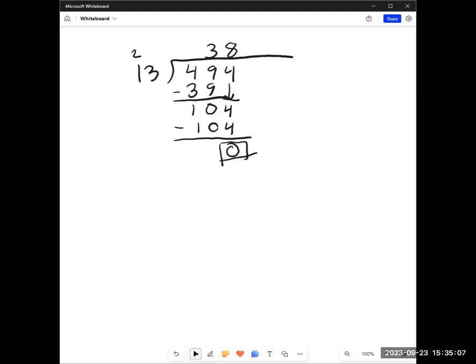So that problem was there to show you how to use estimation and how you go down until you get it right. And you stop when you have a number here that is smaller than your divisor. You bring down the next digit. All right, let's do one more.